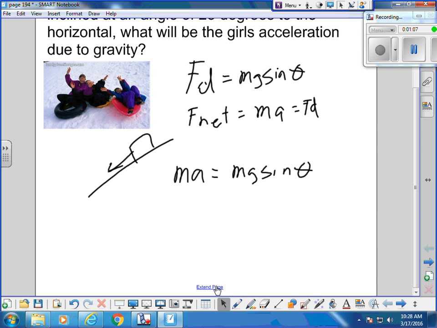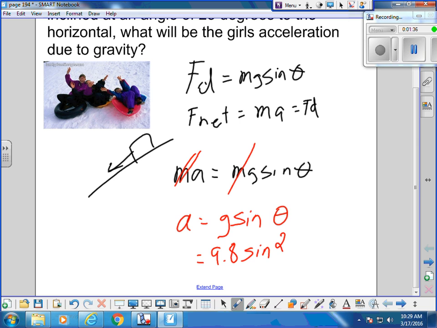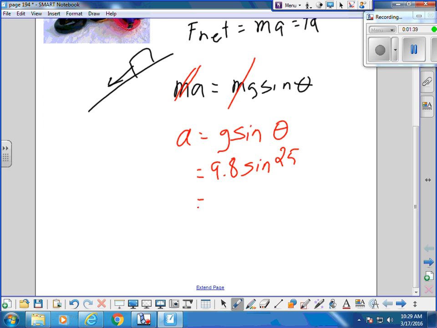I think I've told you this already. That's how simple it is. We talked about that already, right? The acceleration on a frictionless hill is g sine theta. So in this particular case, 9.8. What's the angle here? 25? Pretty easy.